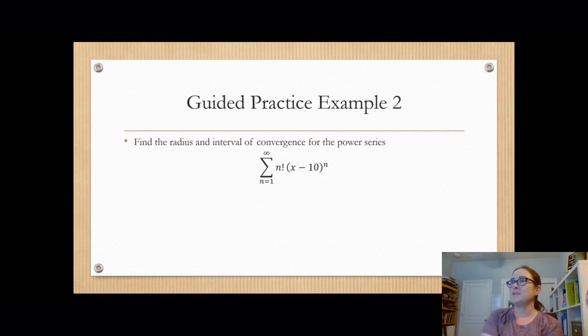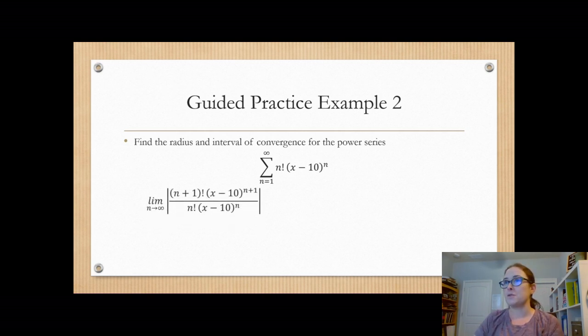So here's another example. I see a factorial in there. Definitely ratio test when I see a factorial. That's usually my go-to. Occasionally others will work, but not often. So I'm going to set up that ratio test just like before. So the n plus 1th term over the nth term.